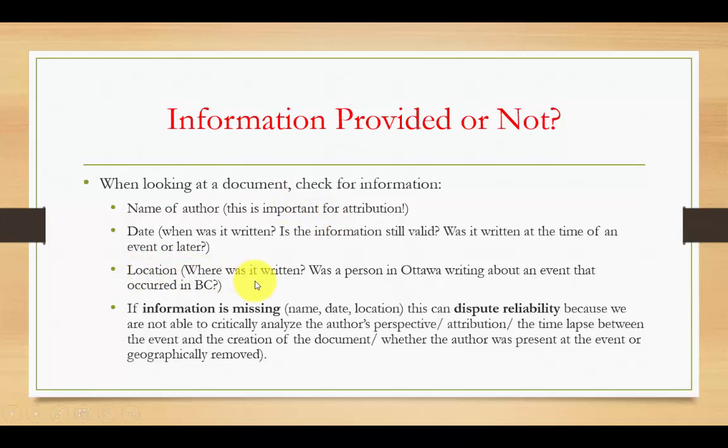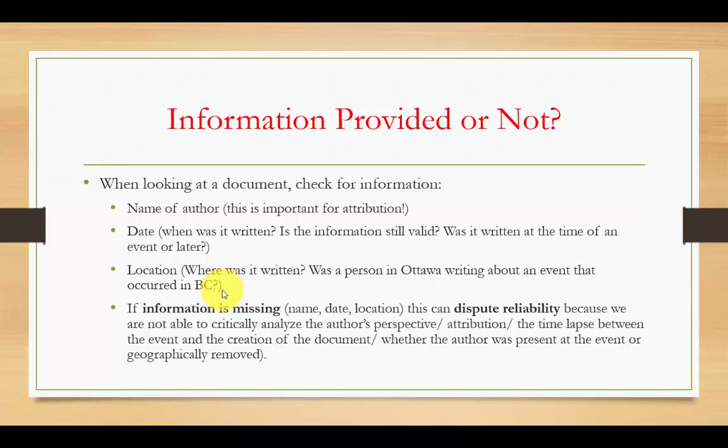Location is important. Where was it written? Was a person in Ottawa writing about an event that occurred in BC? If so, that could affect the reliability of it. Okay, that might not be a primary source document, and I might like to find another document, a primary source document that was written in BC at the time of the event.